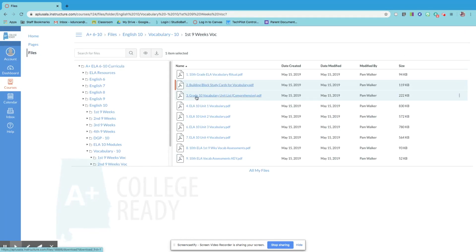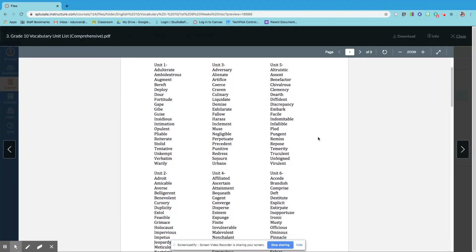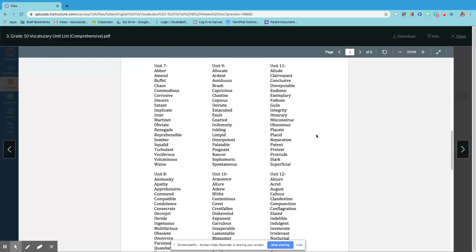The third file is the Grade 10 Vocabulary Unit List, and this is comprehensive. It shows all units and all the words that students will learn.